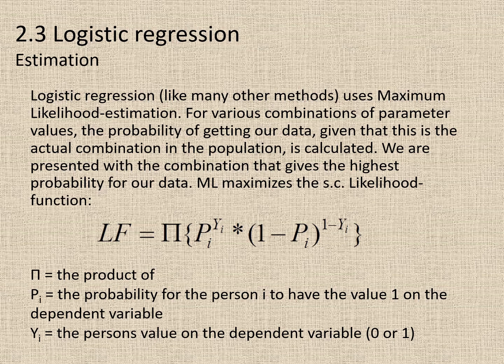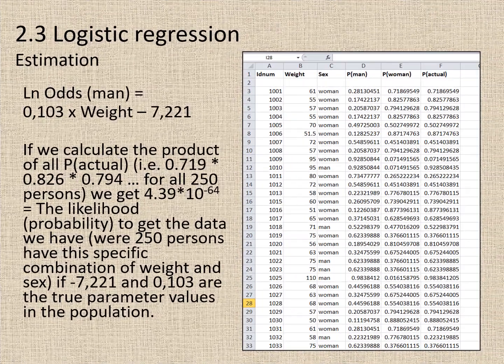Let's have an example. It's the same data we've been using. I have various individuals here. We have their weight in kilos, and we have their sex, woman or man. And this is the result the maximum likelihood estimation came up with.